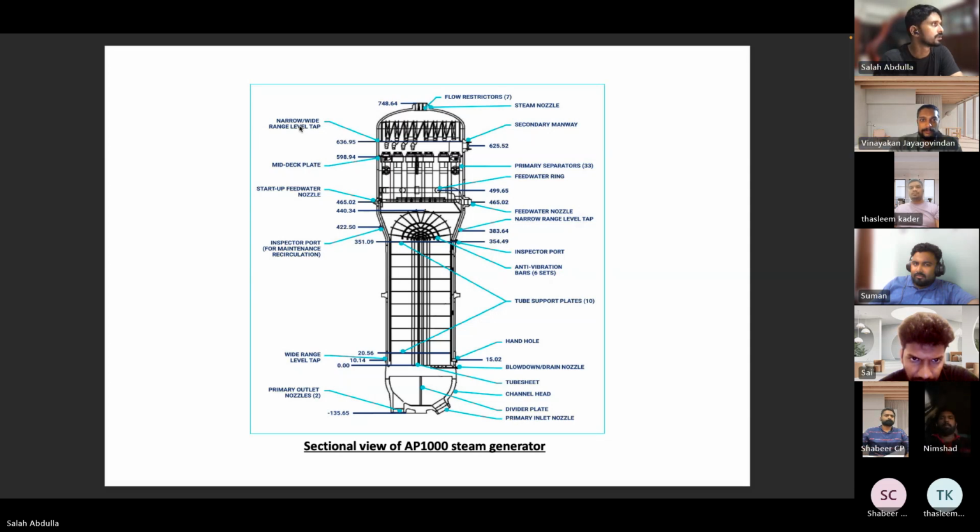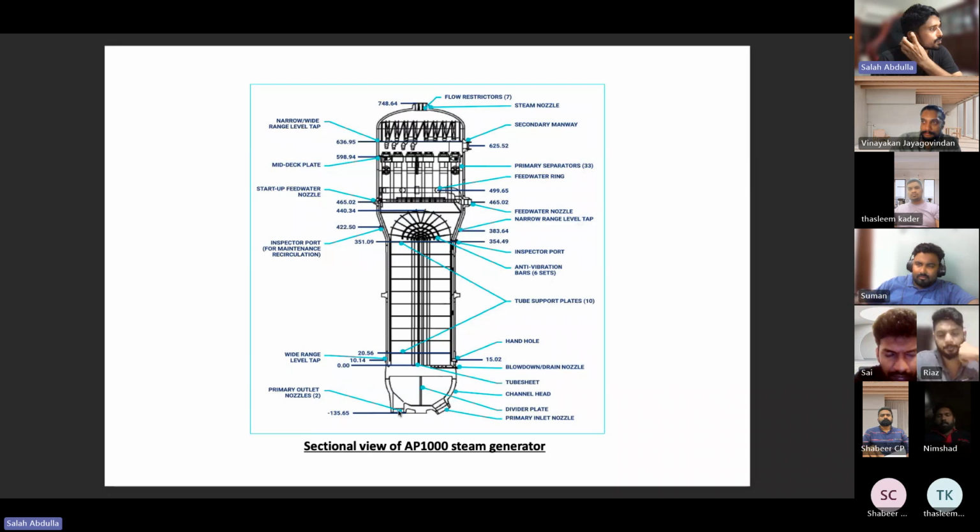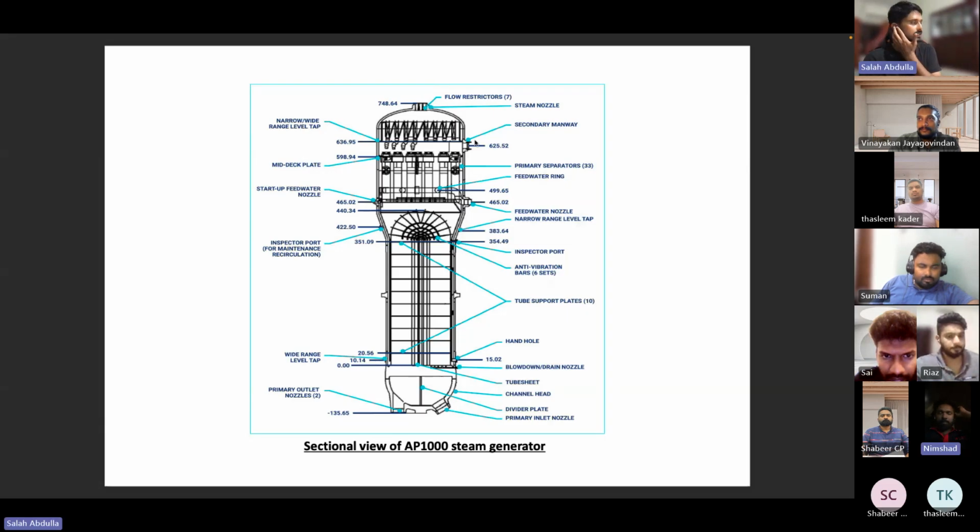Okay. So these are the primary inlet nozzle and outlet nozzles here. Through this, the primary coolant, reactor coolant, will enter and go out through the primary outlet. The feed water nozzles are here. The feed water will enter and fill this area, and the heat will transfer from the reactor coolant and the steam will be produced. Then the steam goes to the turbine island. So this is the sectional view. Let me come back to more detail about the design.